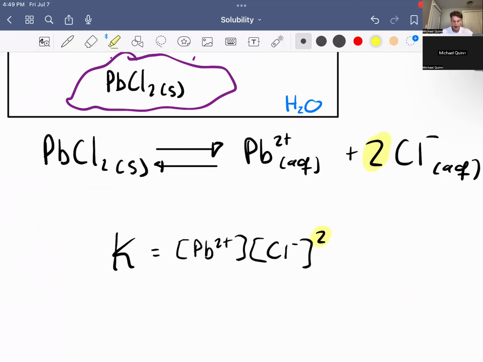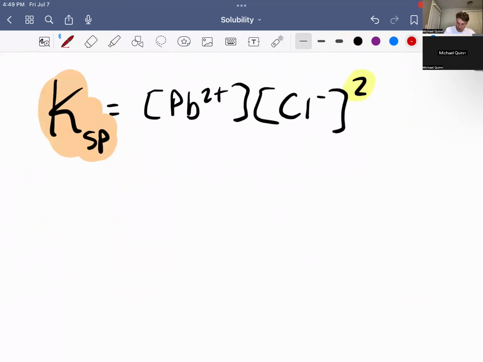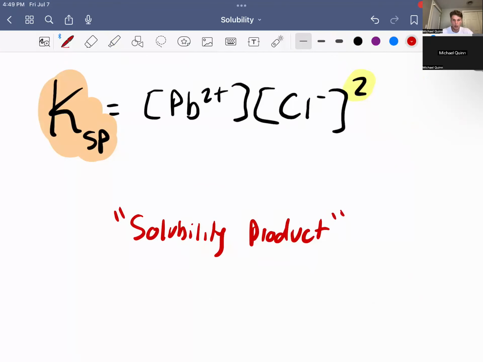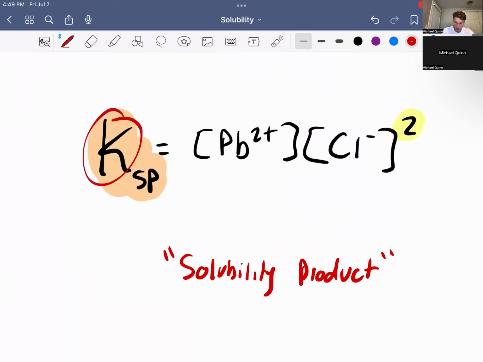Now, this K, similar to how we saw acid-base equilibrium expressions have a special name, this has a special name as well. This is KSP. Now, what does SP stand for? This is the solubility product constant. So SP stands for solubility product, and K is our equilibrium constant.